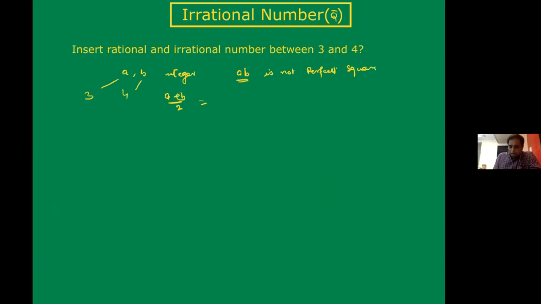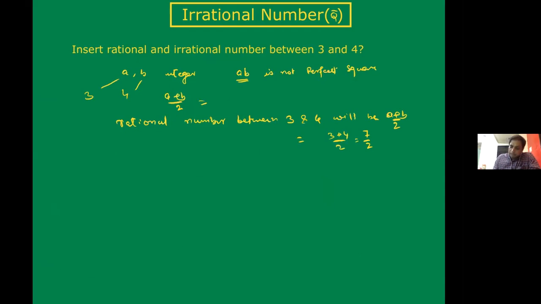So the rational number between 3 and 4 will be a plus b by 2. So that is 3 plus 4 by 2, which is 7 by 2. So this is the rational number. 7 by 2 is the rational number that is between 3 and 4.